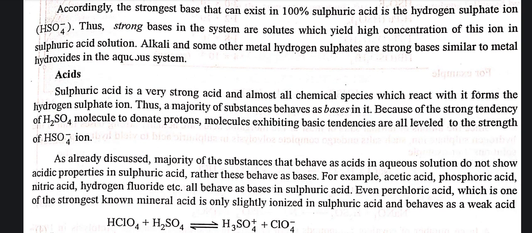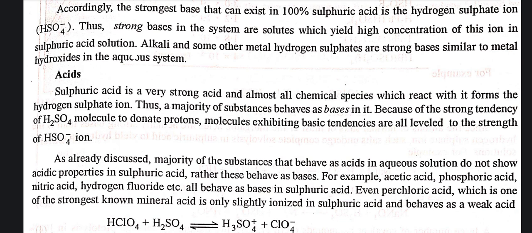Acids. Sulfuric acid is a very strong acid, and almost all chemical species which react with it form the hydrogen sulfate ion. Thus, a majority of substances behave as bases in it. Because of the strong tendency of the H2SO4 molecule to donate protons, molecules exhibiting basic tendencies are all leveled to the strength of the HSO4 negative ion.